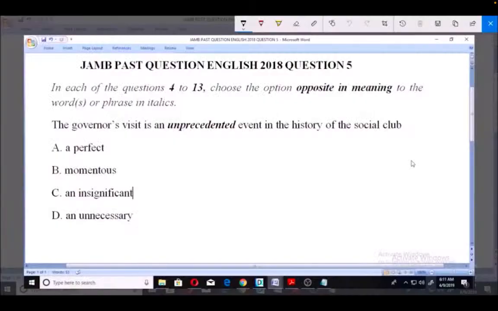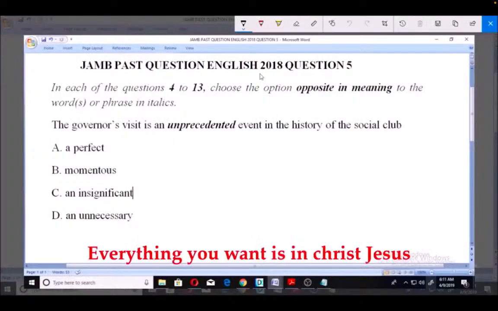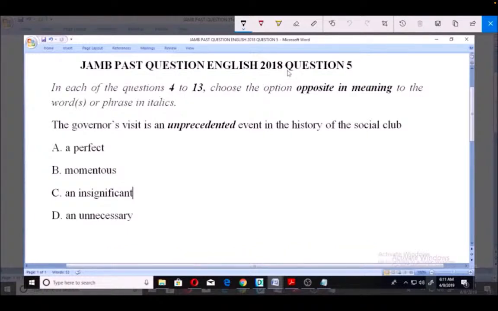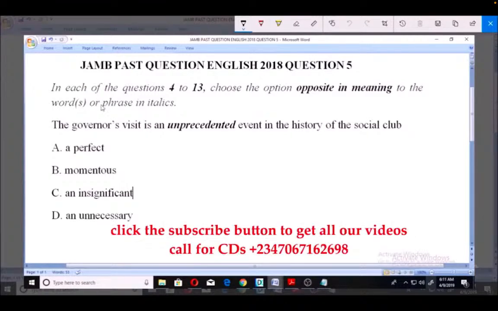Hello, welcome. Let's look at this JAMB past question, English 2018, question number 5. In each of the questions 4 to 13, choose the option opposite in meaning to the word or words or phrase in italics. The governor's visit is an unprecedented event in the history of the club.